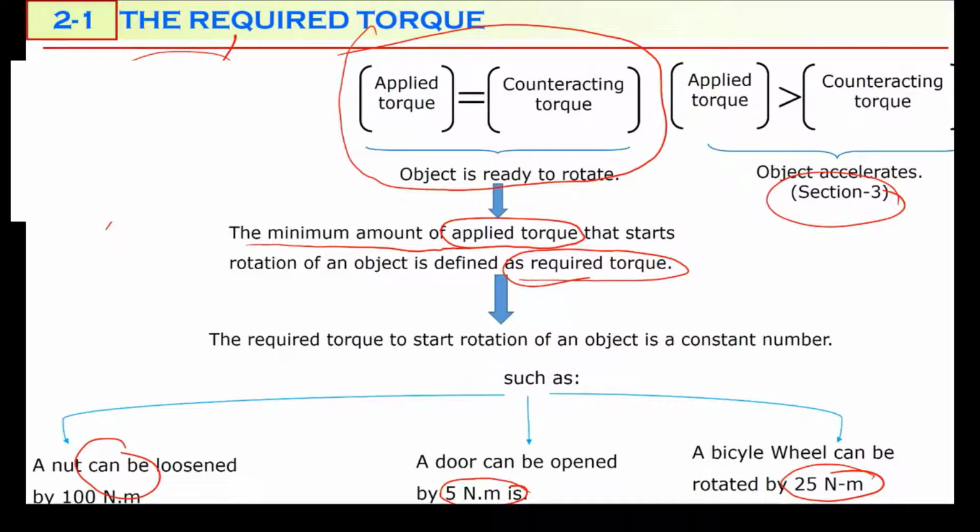You can even calculate it now. 0.14 meter is the distance, multiplied by 2 gives 0.28. So the applied torque is 0.28, and the friction force also produces a counteracting torque, which is 0.28. So the sum of them is 0. It's not rotating.